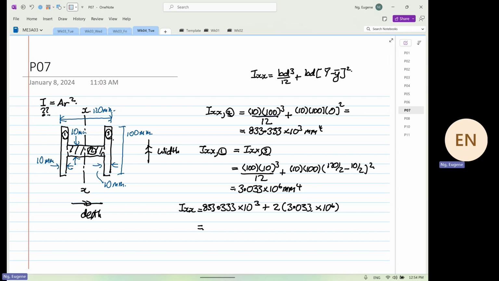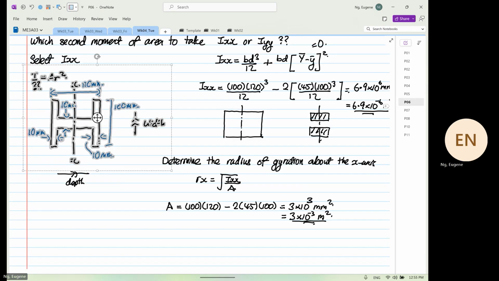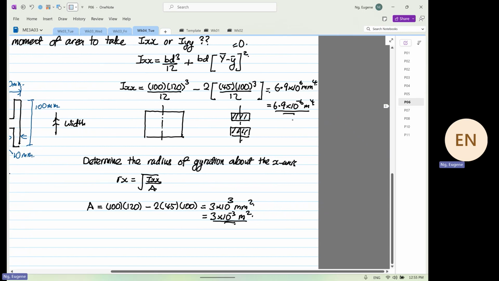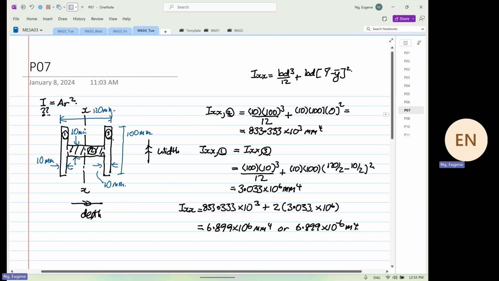833.333 to the power 3. And then if I add 33.333 to the power 3 plus 2 times that, that's 3.033 to the power 6. So I got 6.899 times 10 to the power 6 millimeter 4, or 6.899 times 10 to the power minus 6 meter 4. Is it the same? Yeah, it's about the same. Okay, so both work.